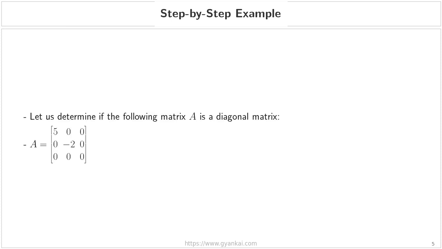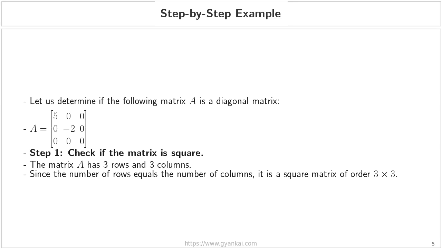Step-by-step example. Now that we have covered the theoretical definition and seen how these matrices are used in computer graphics, let us apply this knowledge to a practical example. We will determine whether the given matrix A is a diagonal matrix. Matrix A consists of 3 rows and 3 columns, with the values 5, 0, and 0 in the first row, 0, -2, and 0 in the second row, and 0, 0, and 0 in the third row.